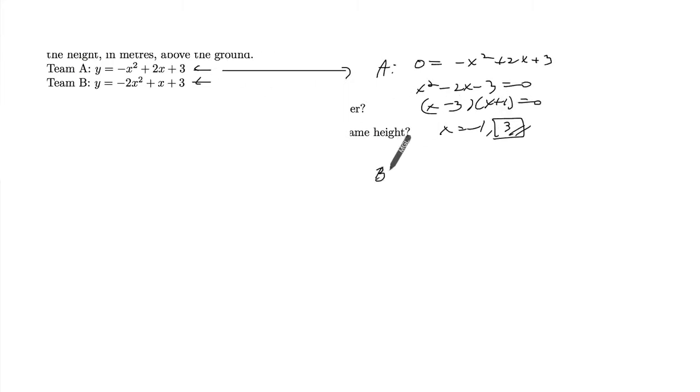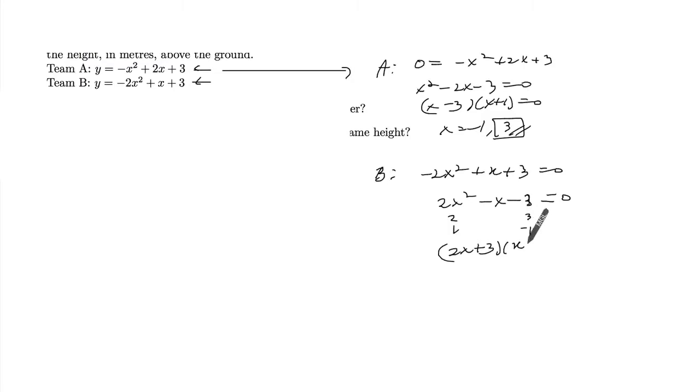For part B, multiply through by negative, and you get (2x plus 3)(x minus 1). So you get x equals negative 3 over 2 and 1. So that's the further distance, which means Team A's catapult shoots it out further.